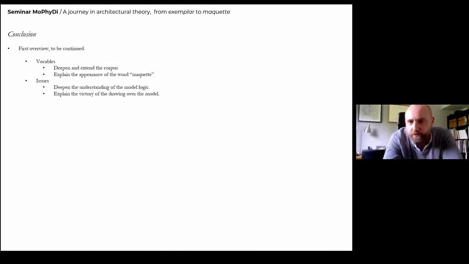From a linguistic point of view, the corpus studied could first be deepened and extended to other linguistic areas. We could also try to explain the reasons for the relatively recent replacement of the French word modèle by maquette. On a theoretical level, we could deepen our understanding of the model in order to continue to visit its different cases. Finally, we could try to explain the victory of the drawing over the model and reflect on a possible contemporary turnaround. Thank you for your attention.